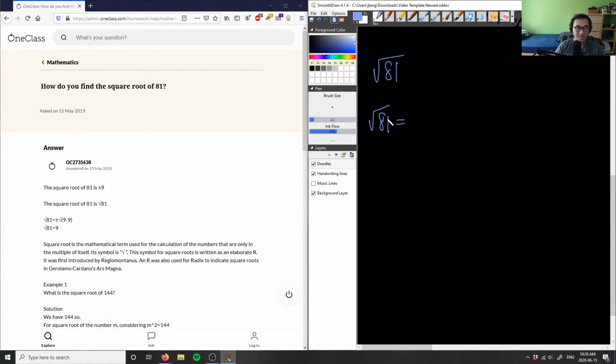Well, in this case, yes, it is a factor of 81, because a quick way to know if something is divisible by 3 is simply adding up the digits inside the number and seeing if that in itself is divisible by 3. So 8 plus 1 here is 9, and 9 is divisible by 3, because 3 times 3 is 9. So therefore we can say that 3 is a factor of 81.